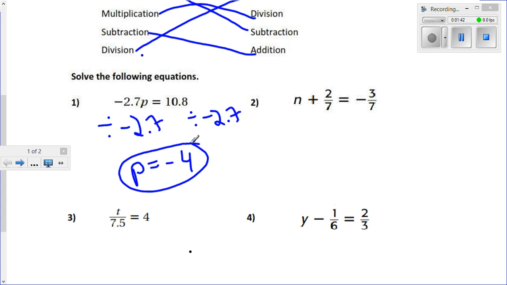On 2, we have addition. So for addition, we need to subtract. Minus 2 and 7 cents. And then I'm going to put it up here horizontally, because this will help us with this one.